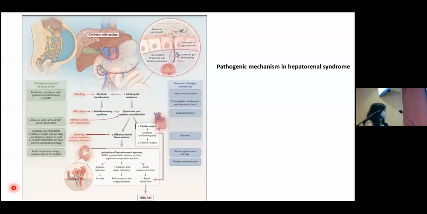So this will cause activation of neurohumoral systems such as the renin-angiotensin-aldosterone system, the sympathetic nervous system, and the arginine vasopressin system. And it results in renal vasoconstriction, which reduces renal blood flow, and you will get HRS AKI. Not only that, because of splanchnic and systemic vasodilatation, it can increase cardiac output. So later the patient develops cirrhotic cardiomyopathy, and it finally reduces the cardiac output, and you have reduced renal blood flow, and you get HRS AKI. So in HRS AKI, although there is systemic vasodilatation, inside the kidney there is intrinsic renal vasoconstriction.